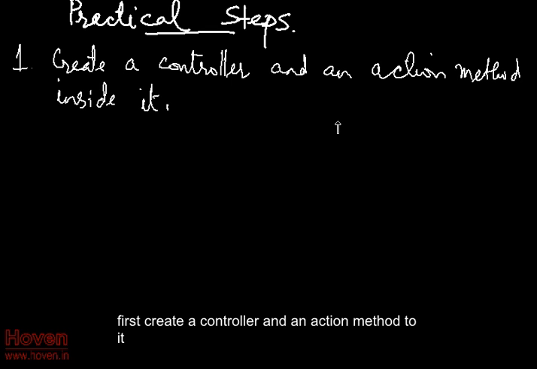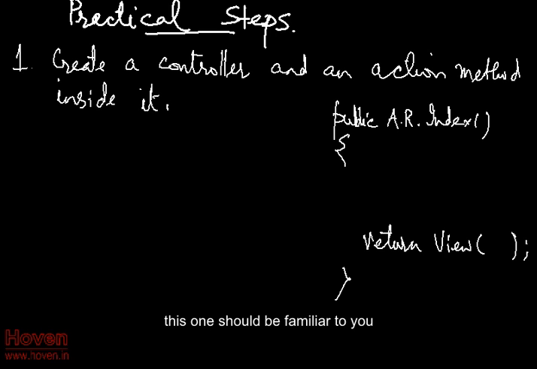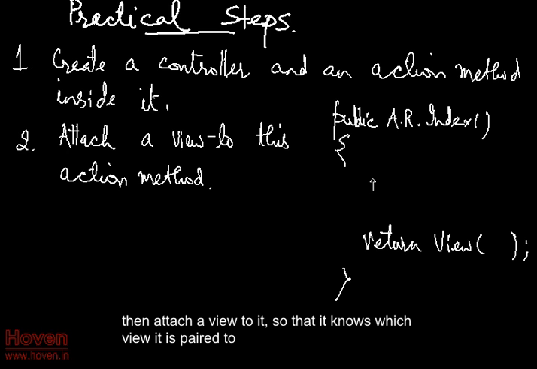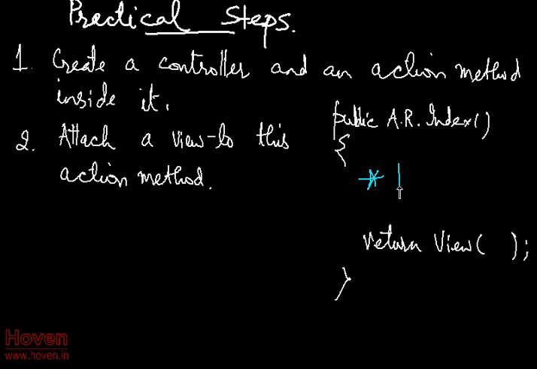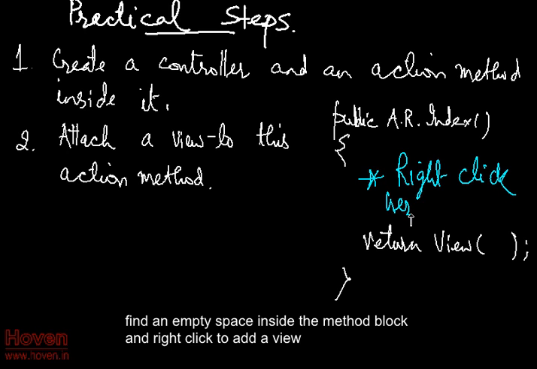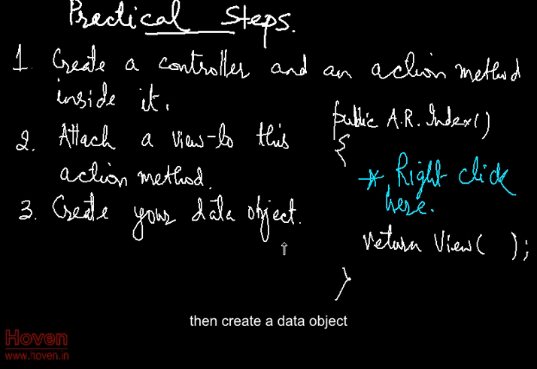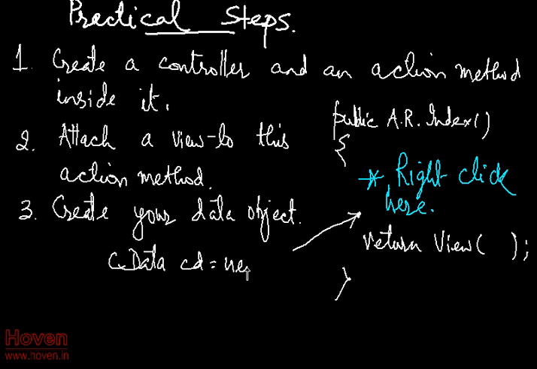First, create a controller and an action method to it. This one should be familiar to you. Then attach a view to it, so that it knows which view it is paired to. Find an empty space inside the method block and right-click to add a view. Then create a data object. And pass it to the view.